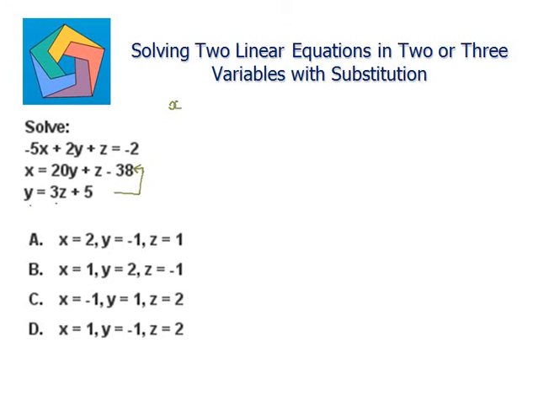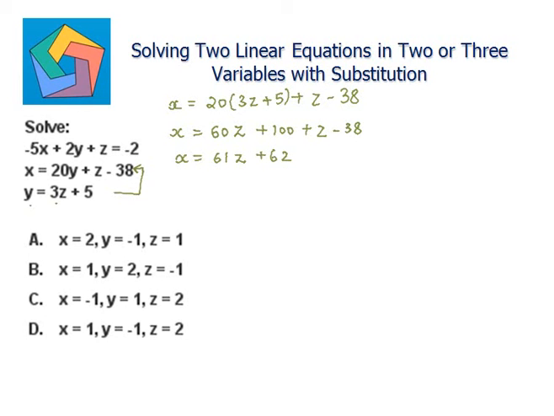So I can say x is equal to 20 times y, where y is 3z plus 5, plus z minus 38. So 20 times 3z is 60z, plus 20 times 5 is 100, plus z minus 38. So x is equal to 60z plus z is 61z, plus 100 minus 38, that's 62. So I get x in terms of z and y in terms of z.